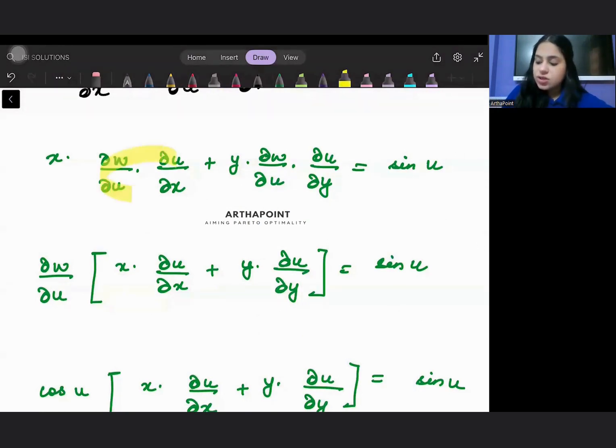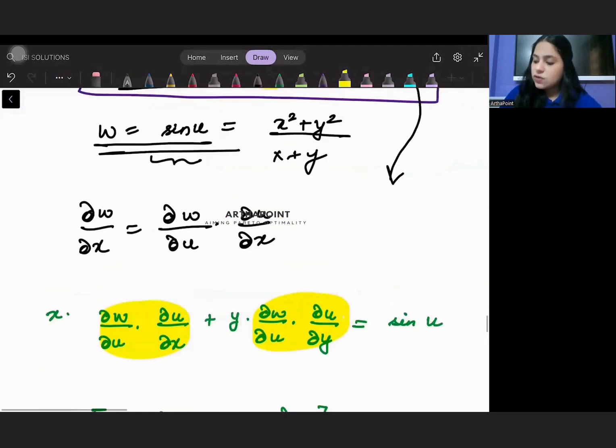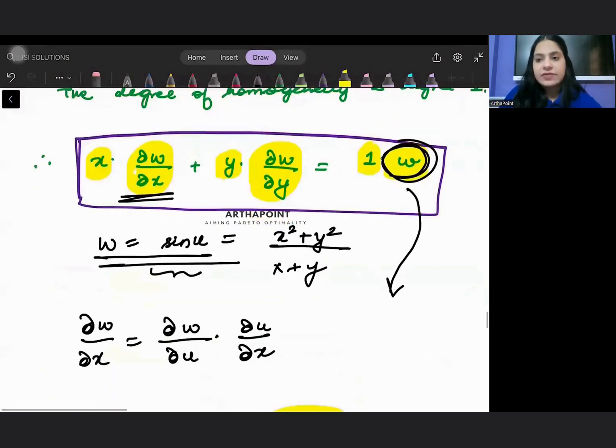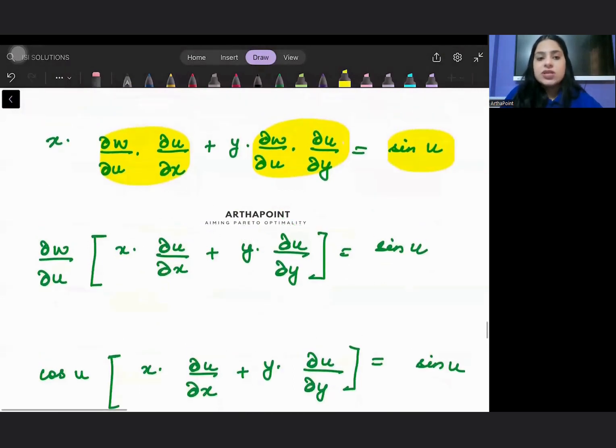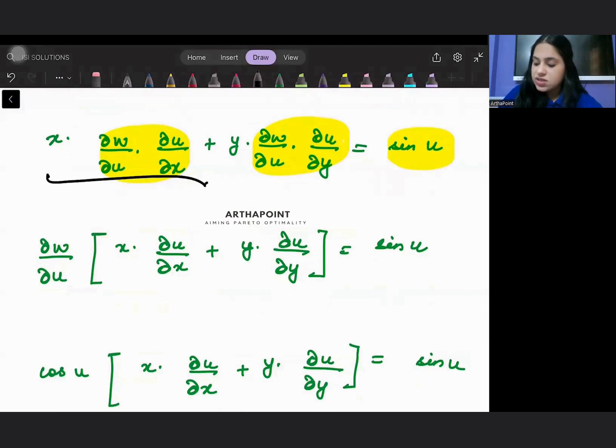and u is differentiated with respect to x. Similarly, I can say w is differentiated with respect to u and u is differentiated with respect to y. And here instead of w, I have written sine u. Now from this entire equation, I can take del w by del u out and common.